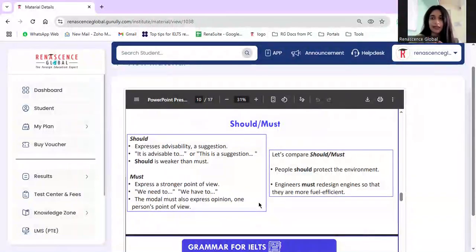People should protect the environment. Yeah, people should protect the environment. It's an advice, right? Engineers must redesign engines so that they are more fuel efficient. Now, it is a very strong point of view of a person. Engineers must design it.